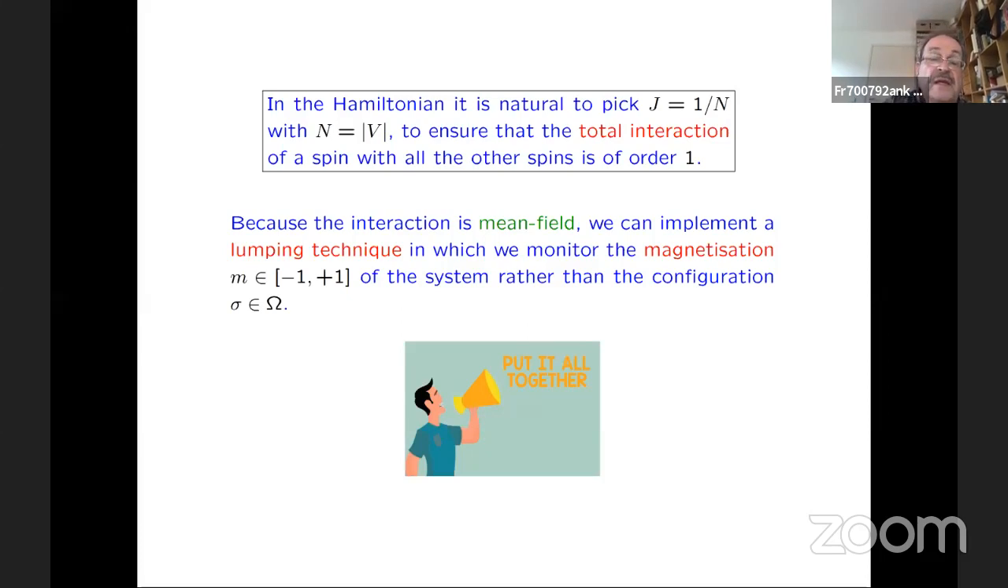Bovier. So, since every spin is interacting with every other spin, it is natural to make a choice for this interaction parameter. We're not going to keep it fixed because we won't let n go to infinity. We're going to make it 1 over n, where n is the volume of the vertex set, counting the number of vertices. And we do that to ensure that the total interaction of a spin with all the other spins is still of order 1.